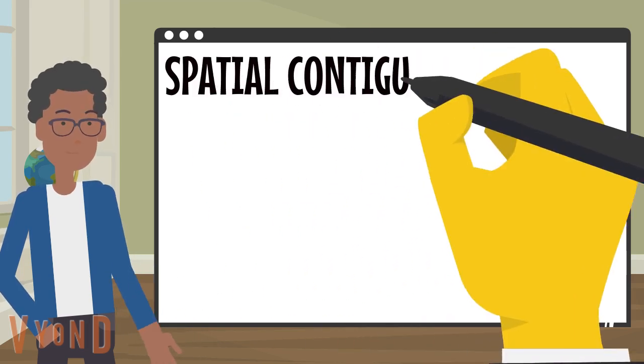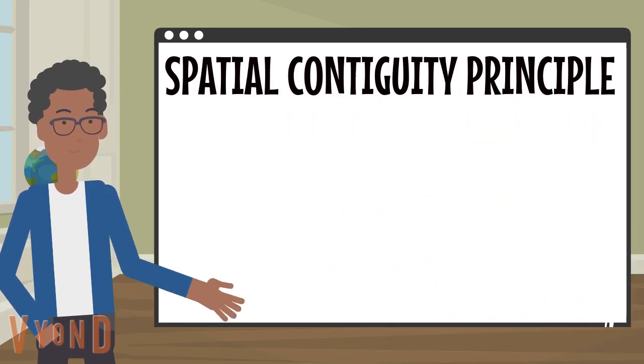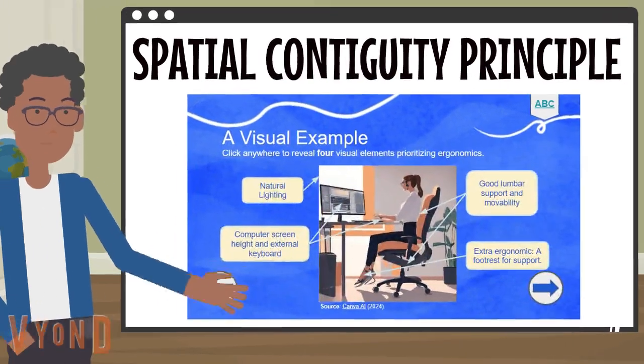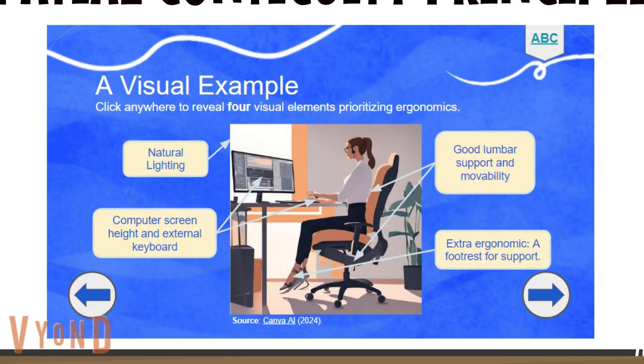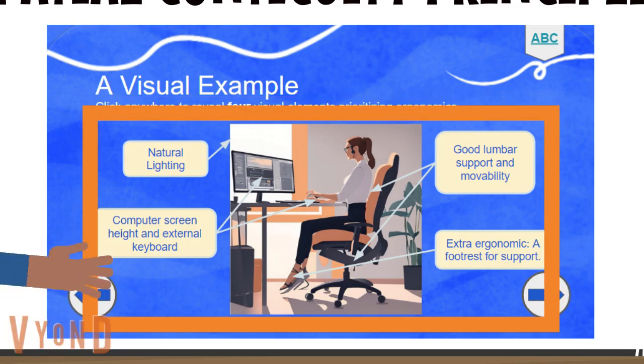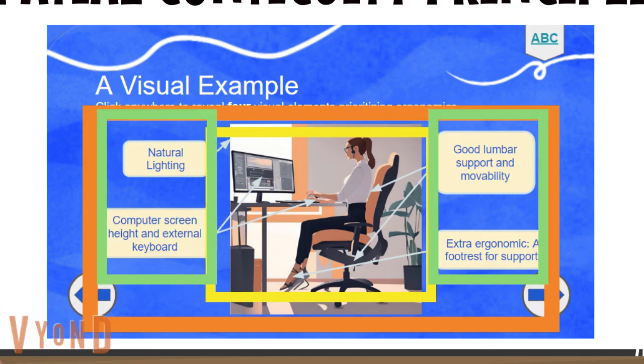Another principle is the spatial contiguity principle. This principle states that humans learn more effectively when relevant text and visuals are physically close together. In addition, using arrows and text boxes for organization helps learners connect related information.